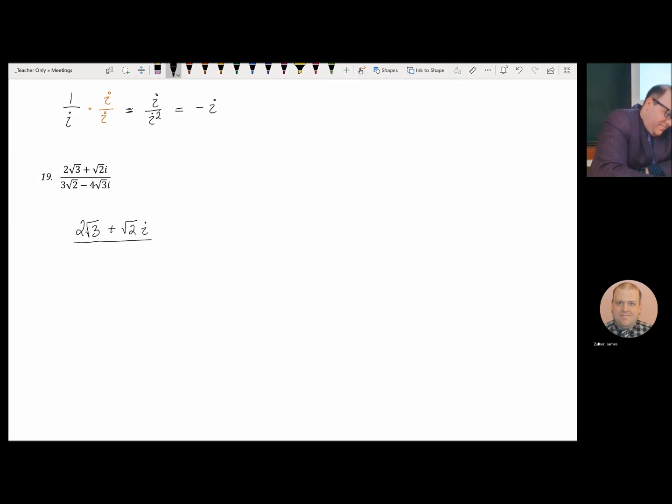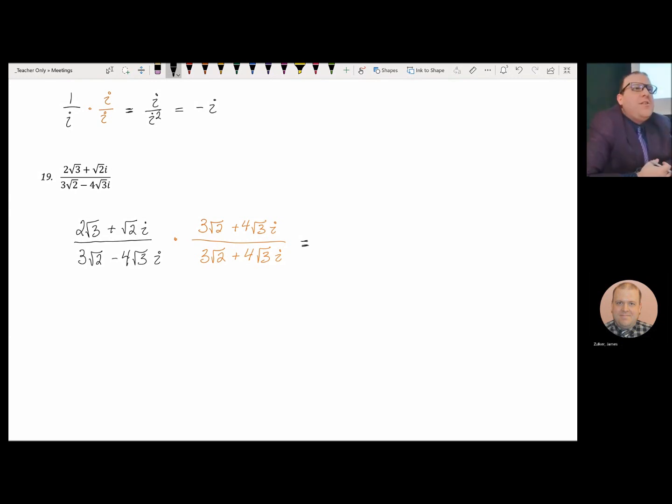I'll just look at the problems down in which start. You still have to multiply by the conjugate, right? Because we're still rationalizing. Numerator.